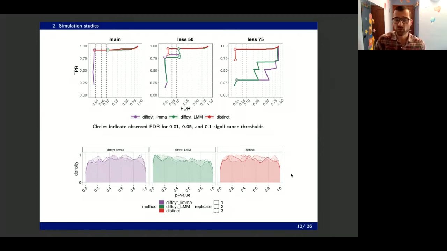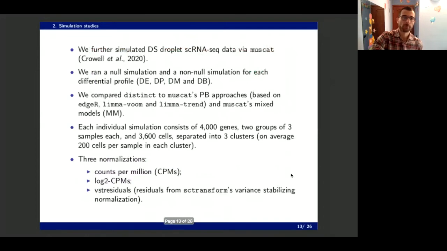And from the bottom plot, you simply see that all methods have roughly uniform p-values in the null semi-simulated data. We then considered a second simulation, actually a bigger simulation from Muscat, which is a Bioconductor package from Helena that allows you to simulate droplet single-cell RNA-seq. And again, we consider a null and a non-null simulation.